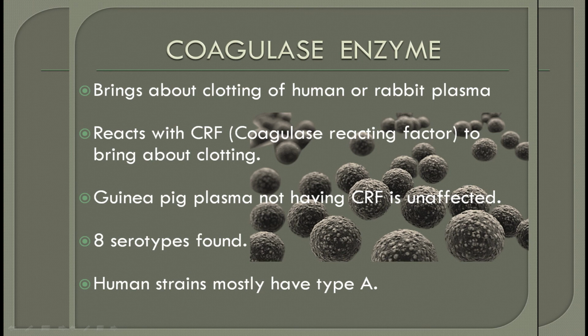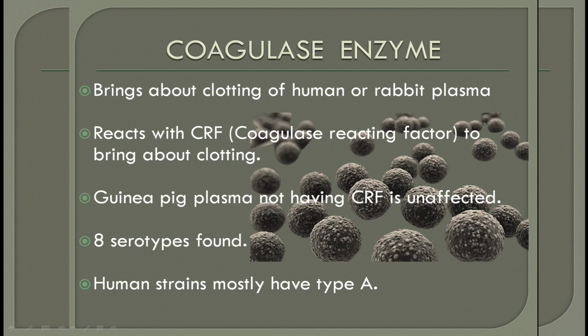Alright, so coagulation, obviously similar sounding, so you can already figure that out. What this coagulase enzyme does is very interesting. It reacts with something known as the coagulase reacting factor, CRF. This is present in human plasma or rabbit plasma, but it is not present in the plasma of certain animals, one example being guinea pig. Guinea pig plasma does not have CRF, coagulase reacting factor.